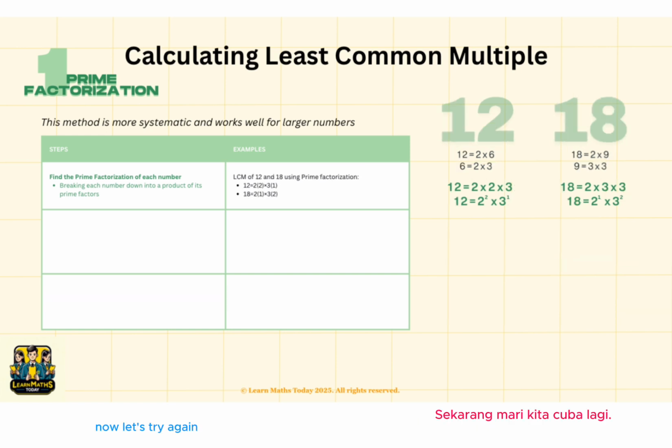Now let's try again. We will find the lowest common multiple for 12 and 18. Firstly, let's break down each number into a product of its prime factors. 12 is equal to 2 to the power of 2 times 3, and 18 is equal to 2 times 3 to the power of 2.